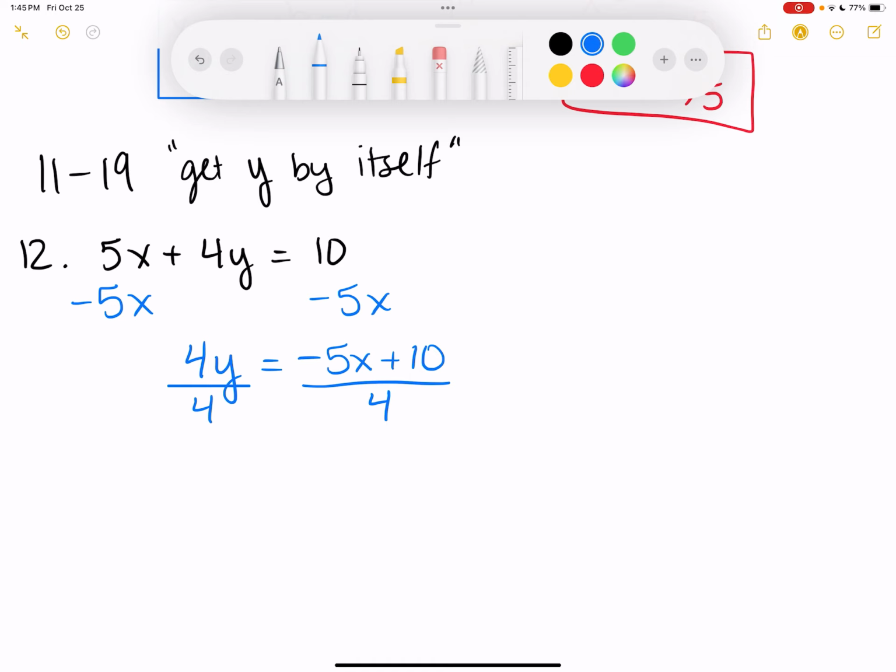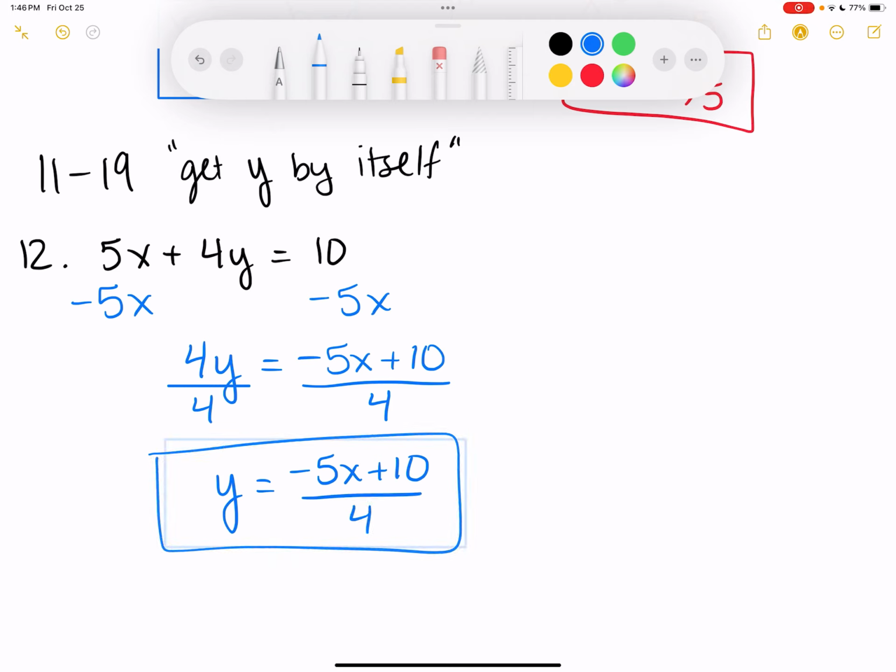You can either leave this exactly as it is, as y equals negative 5x plus 10 over 4, which is how I often will leave it, or we can split it into two separate fractions with a common denominator.